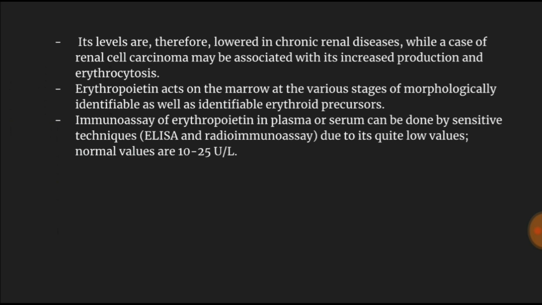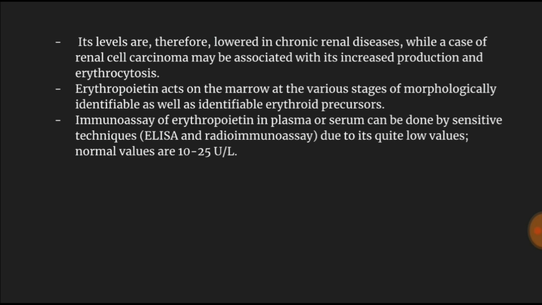So erythropoietin, what is its role? It goes and acts on the marrow, and the marrow is responsible for production of RBCs by triggering the hematopoietic stem cells to increase the production of RBC. So how is erythropoietin detected in the plasma or the serum?